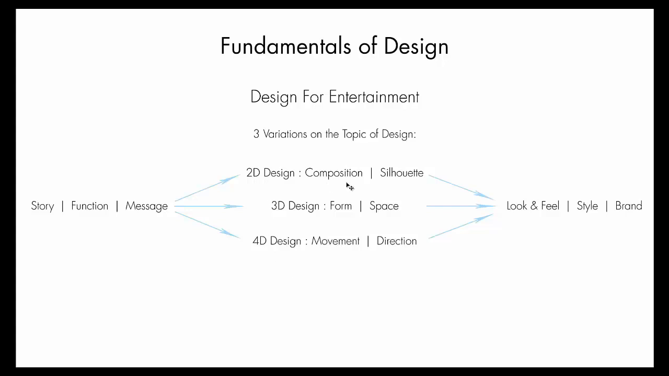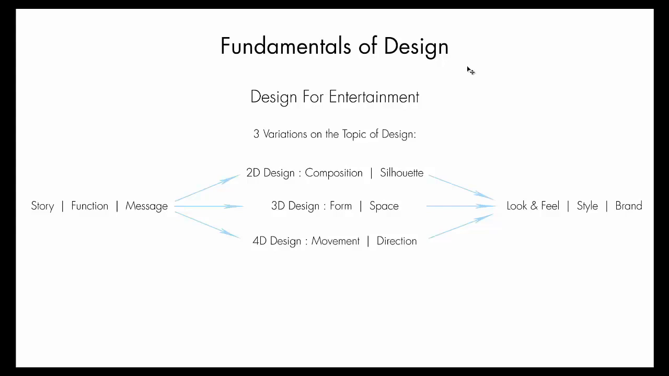So from that, we can categorize our designs into three basic categories. We've got our 2D design, which would be our composition on a 2D surface, our basic silhouettes, right? Now, composition can be how things are arranged on a page, right? Or it can be how a design is composed in terms of the flat 2D space, or the flat 2D makeup of your design. And then we've got 3D design, which is our form and our space.